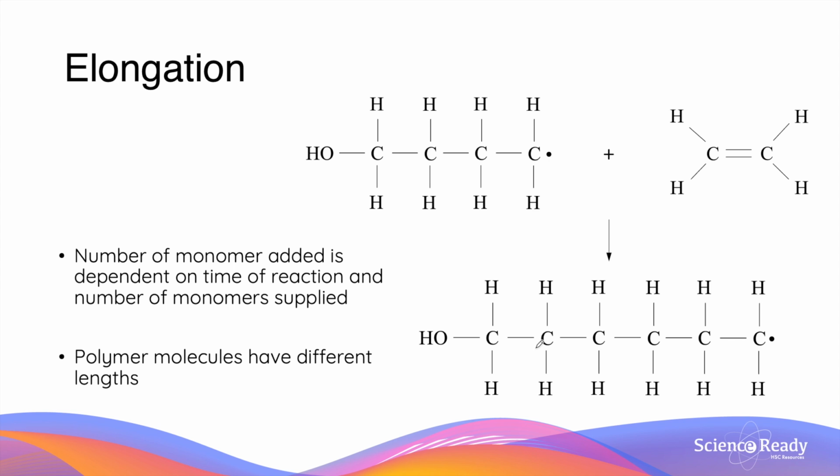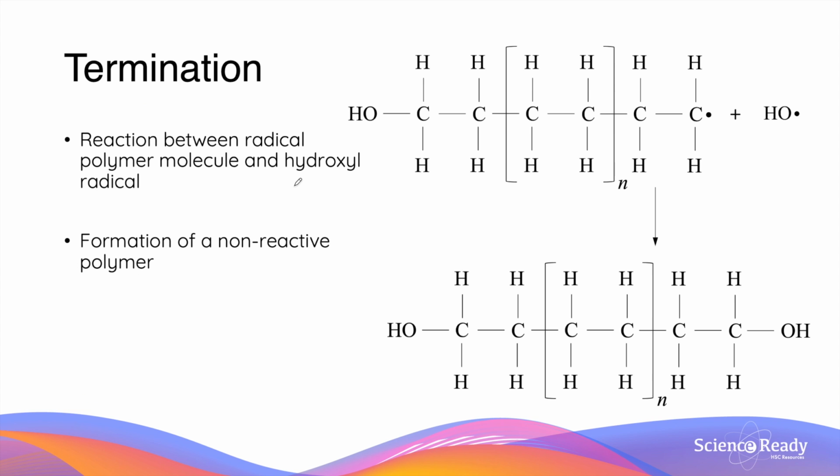Since this molecule still has an unpaired electron, its length will continue to grow by reacting with a further ethylene monomer. Hence, the name of this stage is called elongation. There's no definitive number of monomers that can be added to this growing molecule. The main factors that influence how long elongation can go on for are the time of reaction and the number of monomers that are being supplied or are readily available. This is why polymer molecules have different lengths.